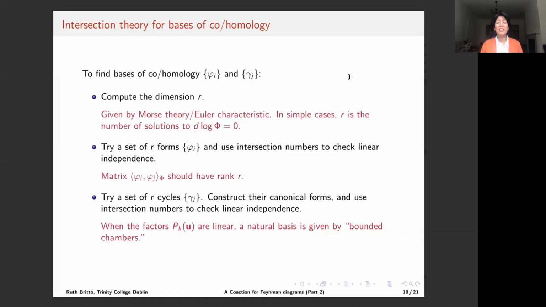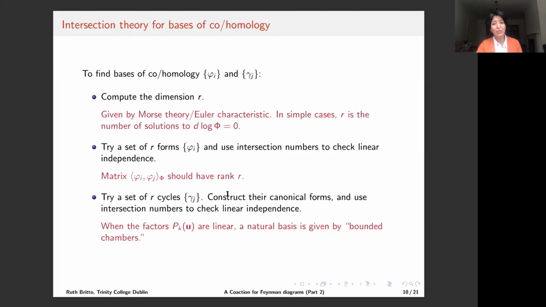In the simple cases of the type we've been studying, this is just the number of solutions to the equation d log phi is 0. Okay, now we construct a basis, and we don't need to have a canonical basis. We just need to find some basis. So we just choose, say, some set of forms that are related to the polynomials we're using, and then we use intersection numbers to check if they're linearly independent. And if we've got the right number of them and they're linearly independent, that is, if this matrix has full rank, then we say, okay, we've identified a basis.